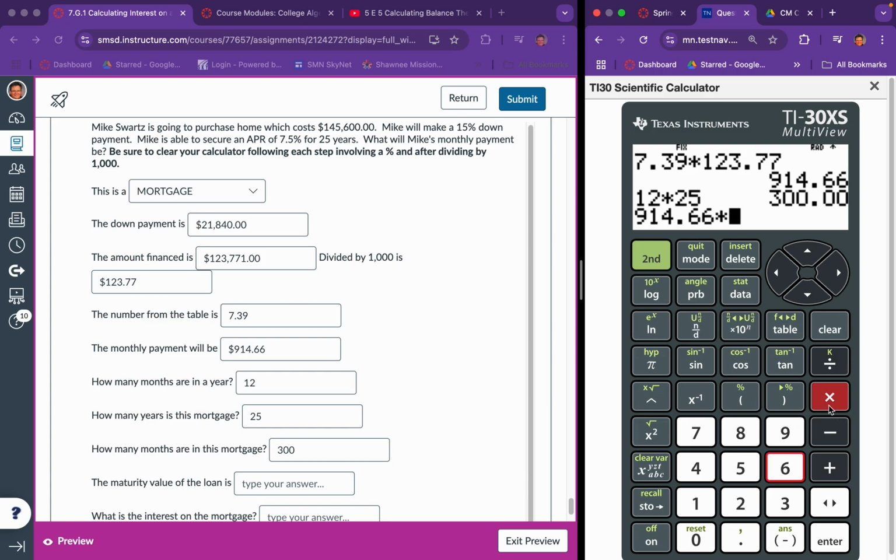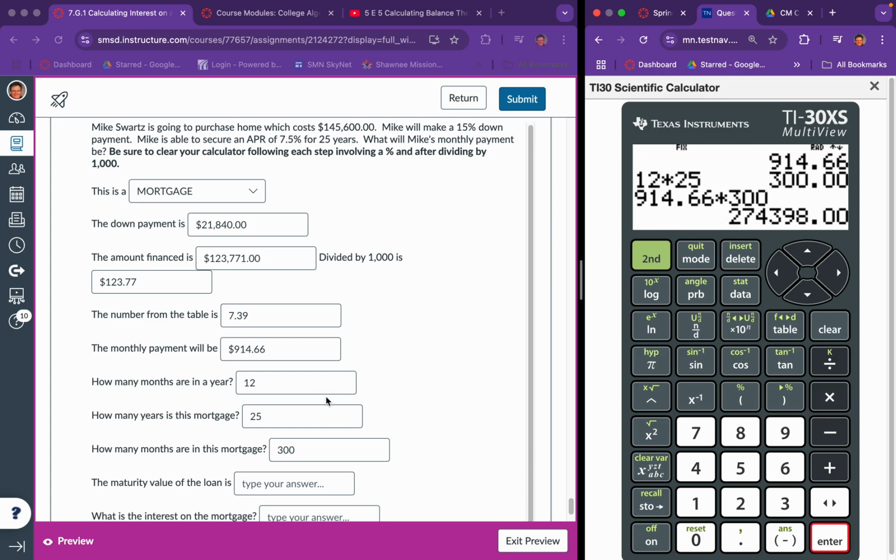So if you take $914.66 and you do that 300 times, your maturity value, or what you will have paid back, is $274,398.00, which is more than the house cost, which is more than the money you borrowed, but it's interest. You took 25 years to pay them. So $274,398 is what you have repaid.